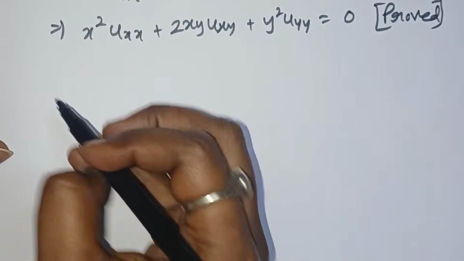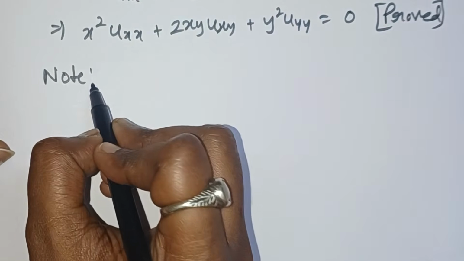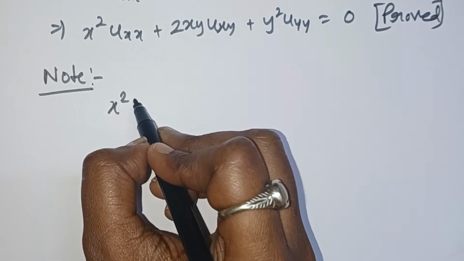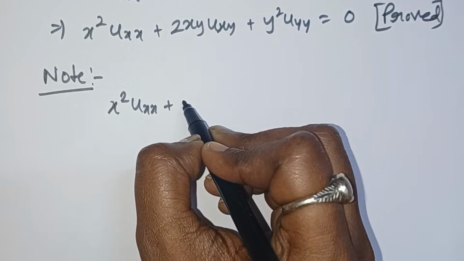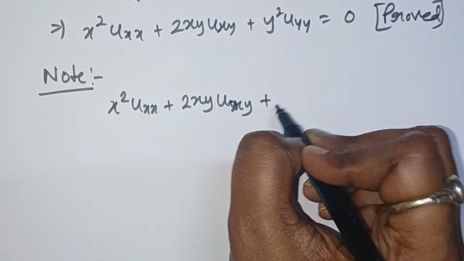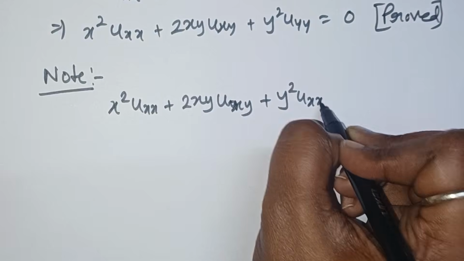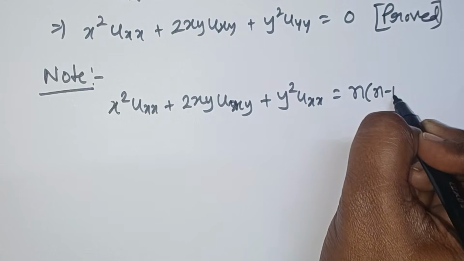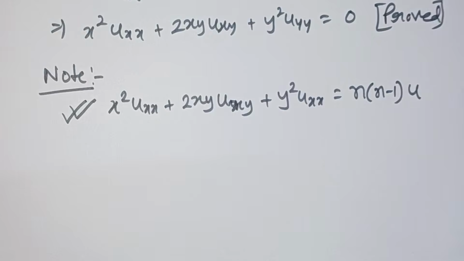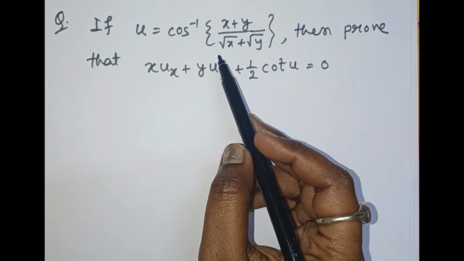Now you can note down, this is a very important note: x square uxx plus 2xy uxy plus y square uyy equal to n into n minus 1 u. This is a very important note of Euler's theorem. Next, move on to the next question.